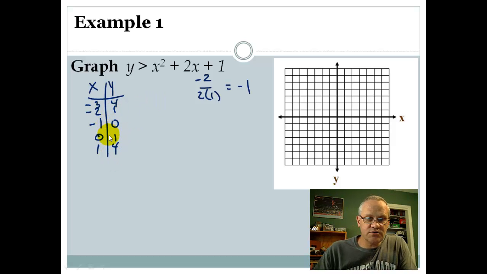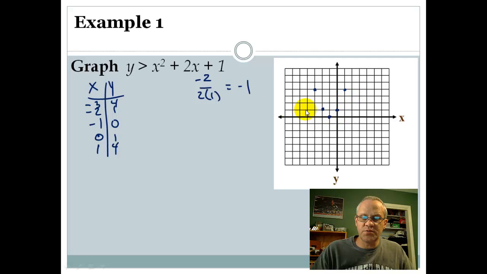So I'm going to take those, put them on the graph here. So I've got negative 1, 0 right here, 0, 1 right here, and then 1, 2, 3, 4 right here, negative 2, 1, and negative 3, 4. So it's going to look something like this.